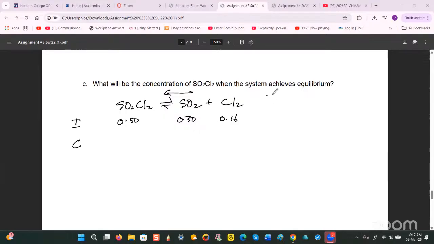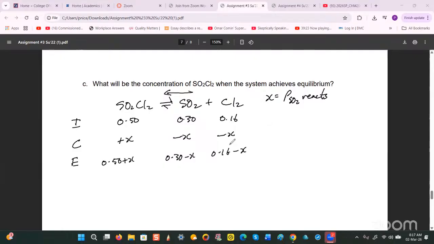So I'm just going to let X equal the pressure of SO2 that reacts, right? So I'm going to put minus X here, which will be the change in SO2. And because of the 1-to-1 mole ratio between the SO2 and Cl2, this is going to be minus X as well. And as far as the SO2Cl2 is concerned, that's going to be plus X, all right? And then at equilibrium now, you're going to have 0.50 plus X here, it will be 0.30 minus X, here you're going to have 0.16 minus X, right?